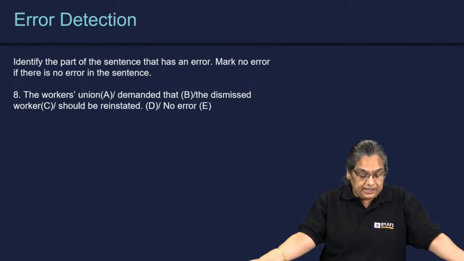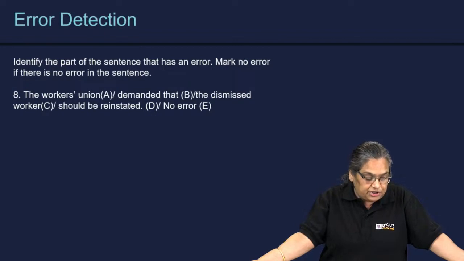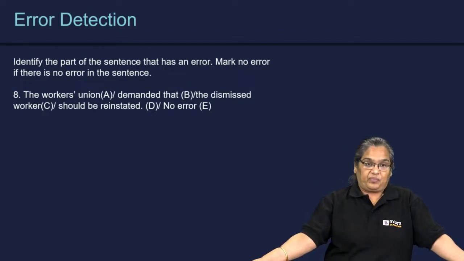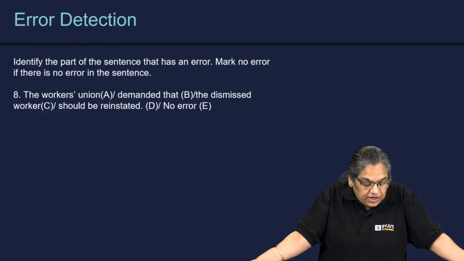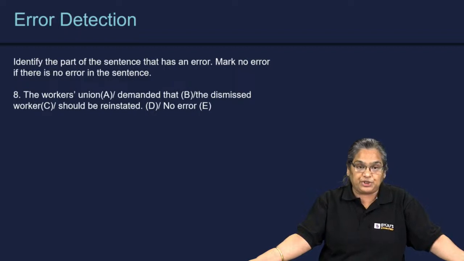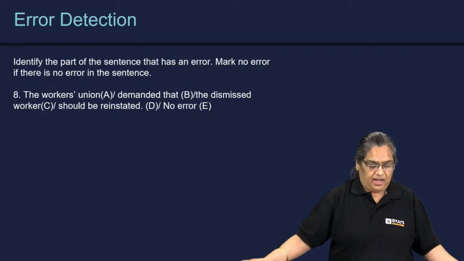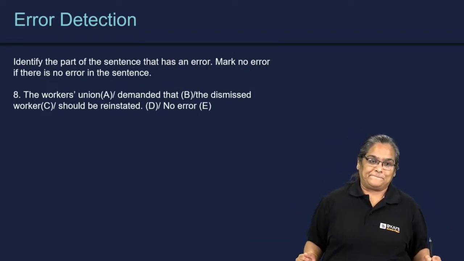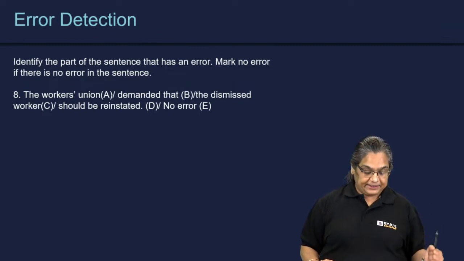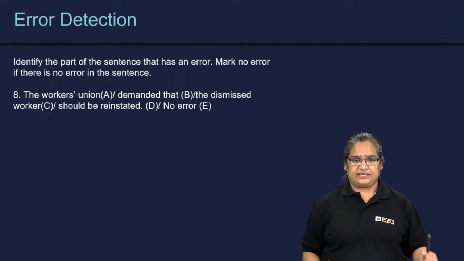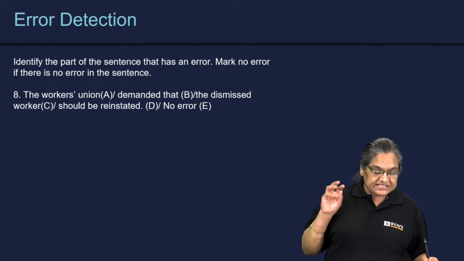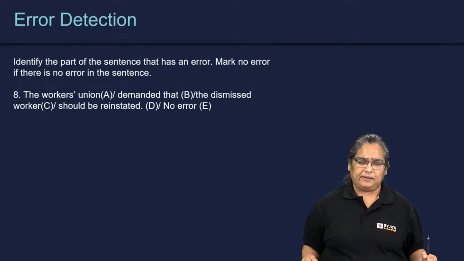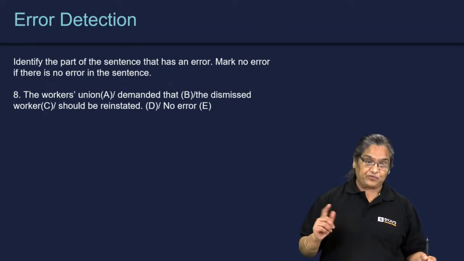The workers' union demanded that the dismissed worker should be reinstated. Any error? What's the error? We are still on topic 1. We've got 3 more topics to cover. Quick. The workers' union demanded that the dismissed worker should be reinstated. Is it A, B, C, D, or no error E? Quickly. Let's see your answers before I move on.